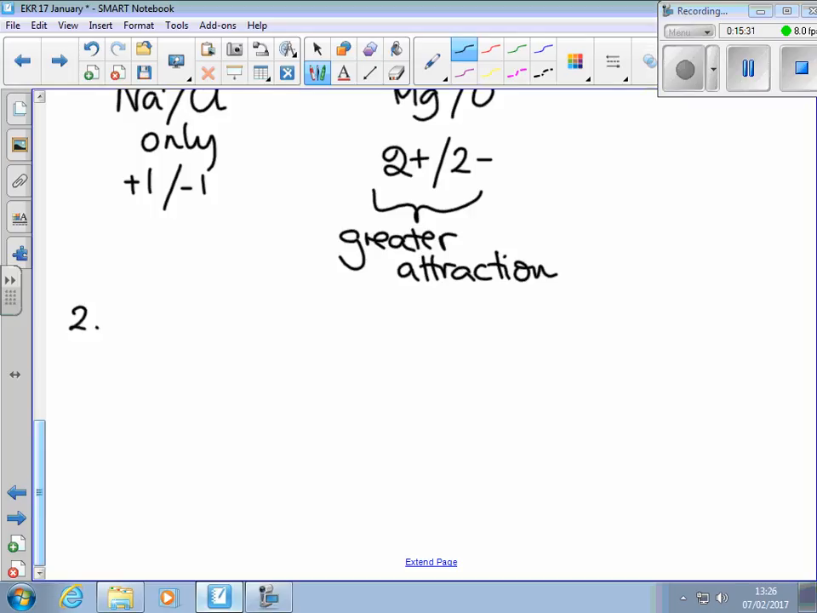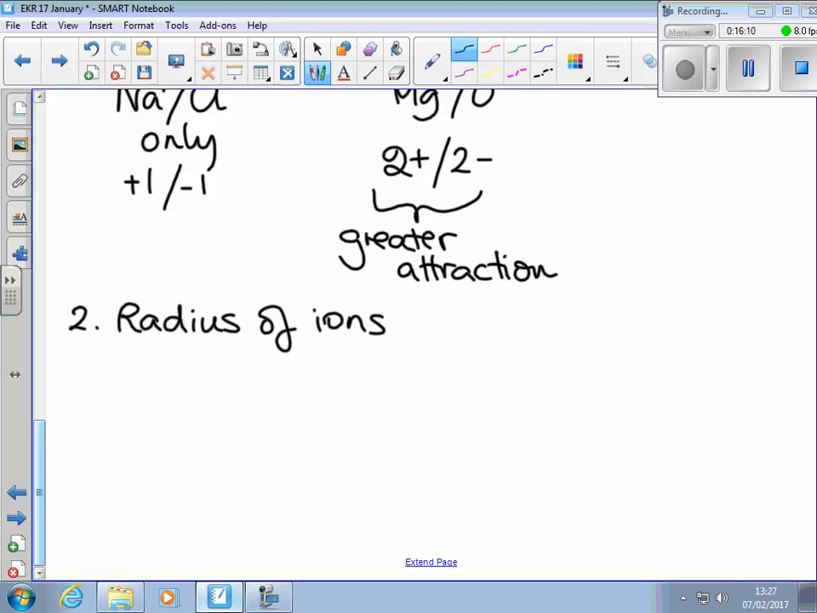So the second thing then is the radius of the ions. And if you think about it, this makes sense, because the smaller they are, the closer packed they'll be, so the greater the attraction between them. Right? And the bigger they are, the looser they're going to be arranged, the further away they are in terms of charges and things. All right, so let's start with the sodium and the chloride and the magnesium and the oxide there.